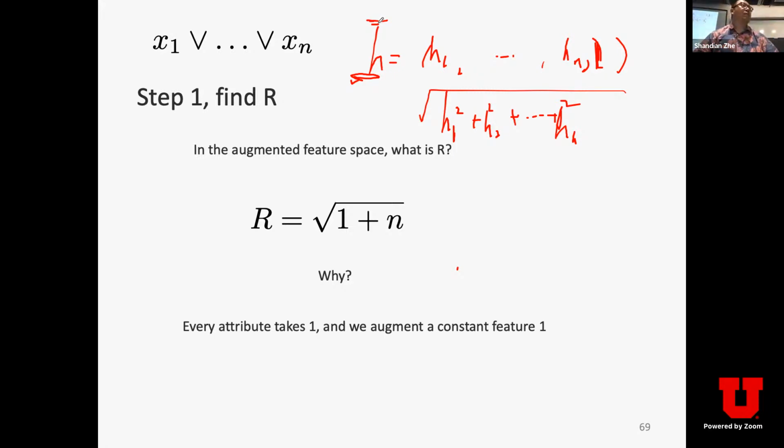Yes, exactly, that's our definition here. So just be careful: length doesn't mean the number of elements. We follow the classical definition of vector length. So now we can easily find R, which is just the radius of the circle or sphere which contains all the training examples.